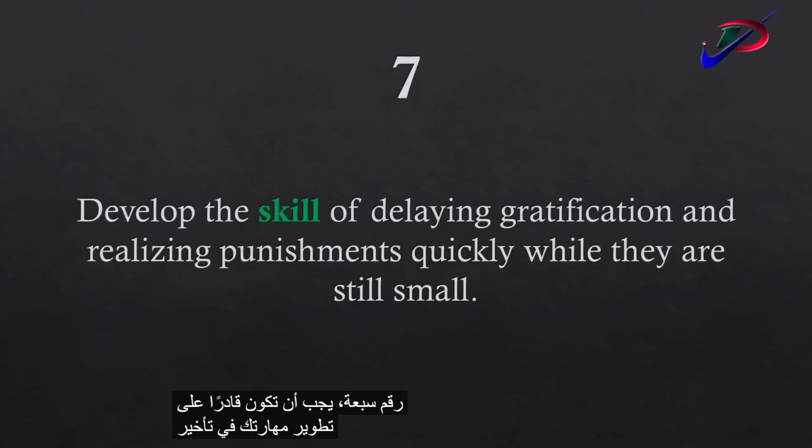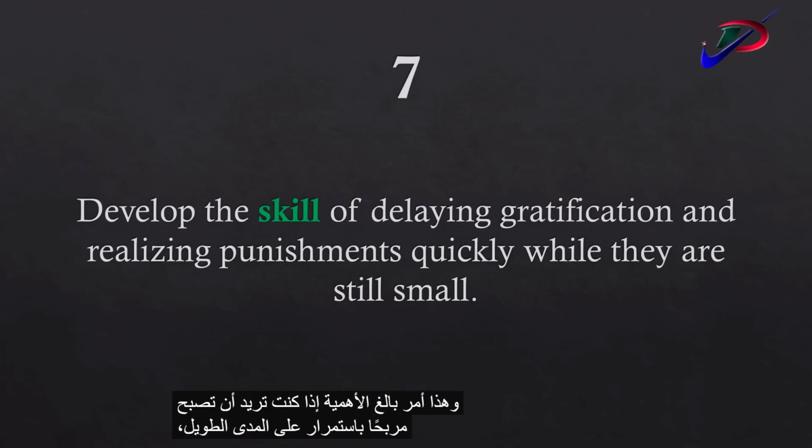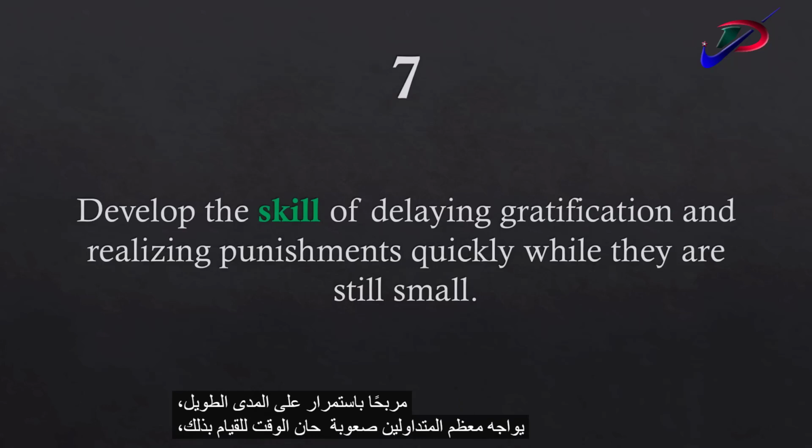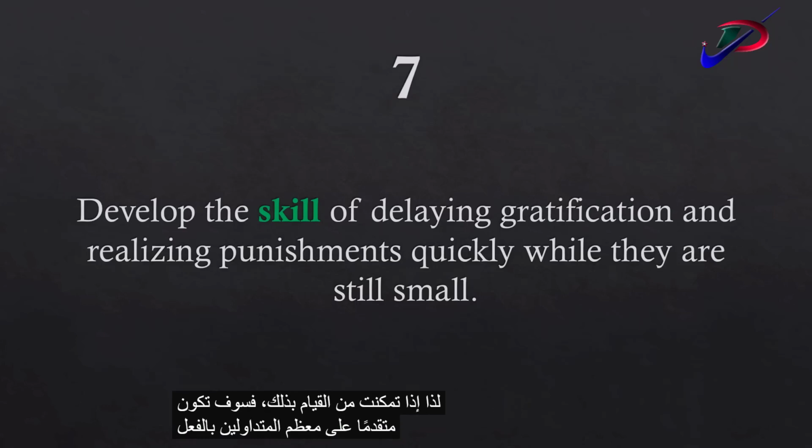Number 7. You should be able to develop your skill of delaying gratification and realizing punishments quickly while they are small. This is critical if you want to become consistently profitable in the long term. Most traders have a hard time doing this, so if you can manage to do it, you'll be ahead of most traders already. Once again, this is a lot easier to do when you use small risk.